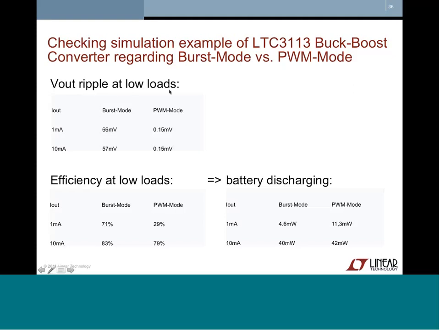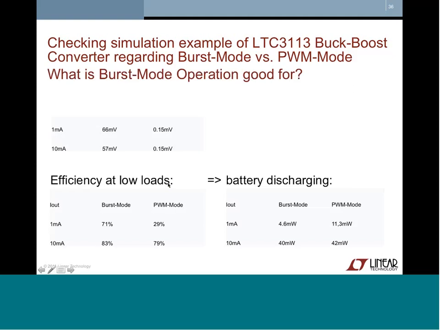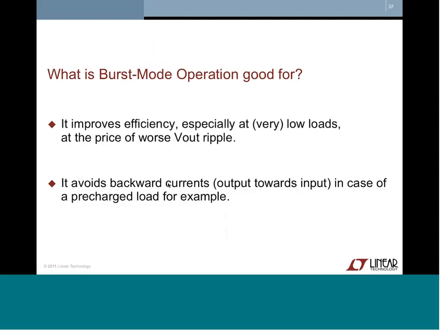With the ripple at low loads, you can see that the burst mode has much higher ripple than the PWM mode, even if we consider a little bit lower than 1 milliamp. As I said, burst mode is improving the efficiency a lot, and it could be used also as protection of the backwards current in case of the precharge load.